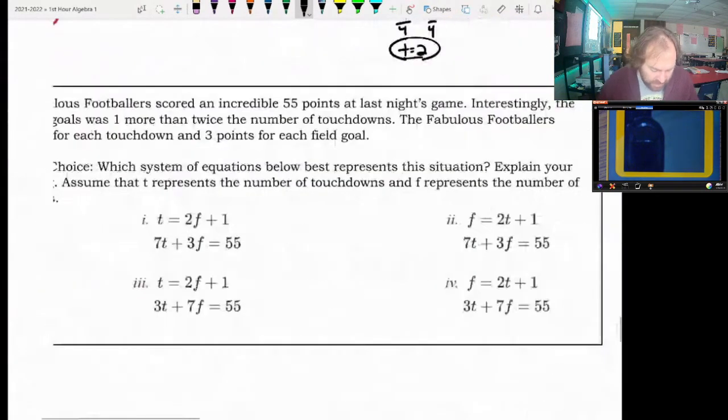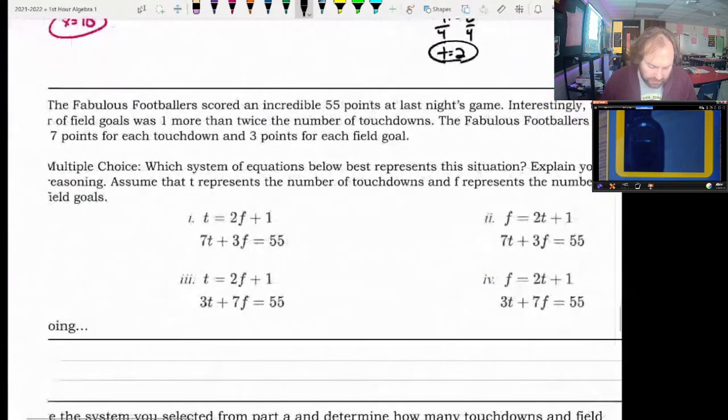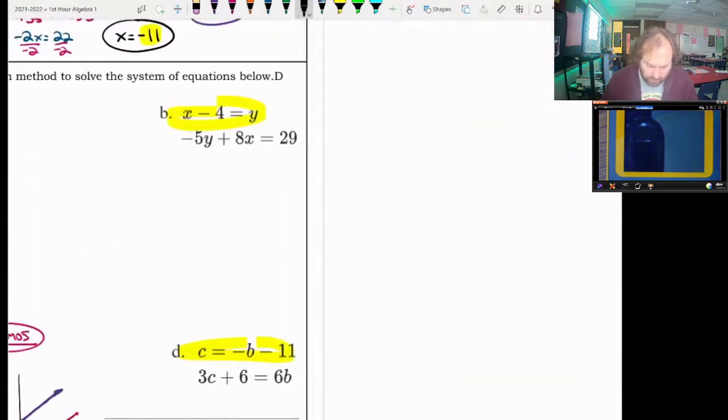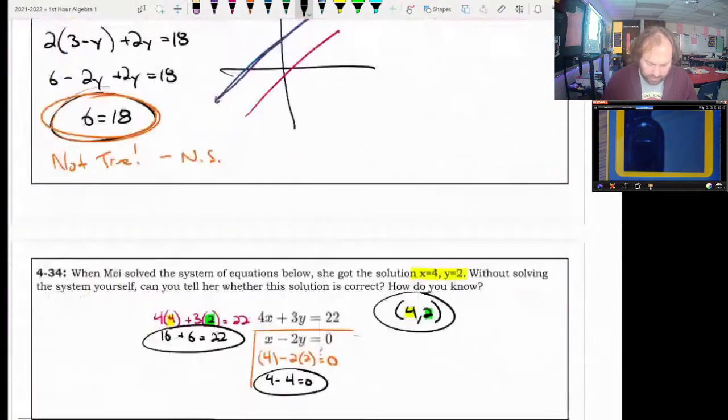Let's look at the fabulous footballers in problem 4. Oh no, my thing messed up again. There it goes. Gotta do this a lot. I was zooming in too aggressively. It happens when I zoom in and zoom out too much.